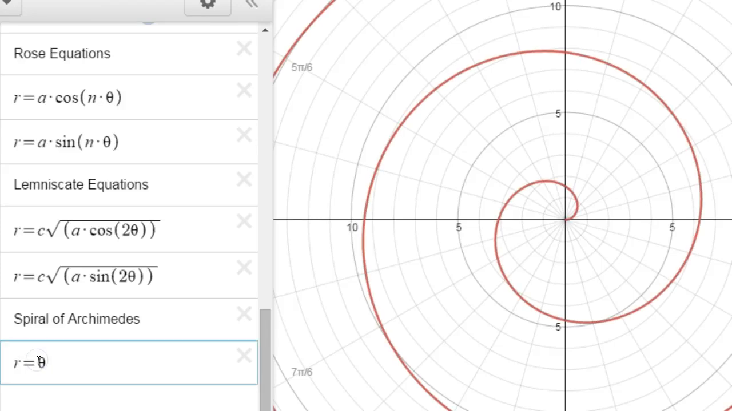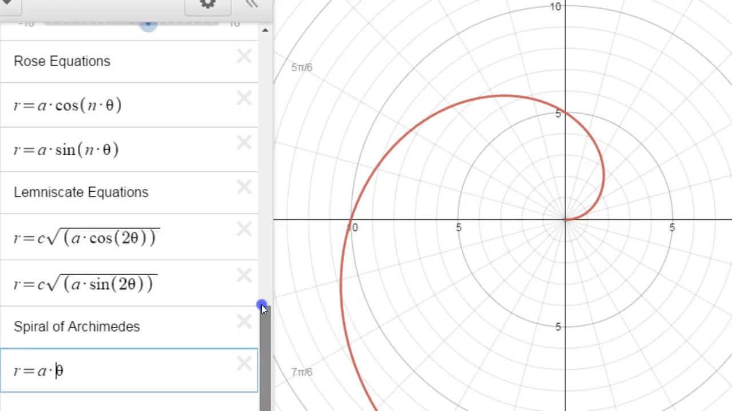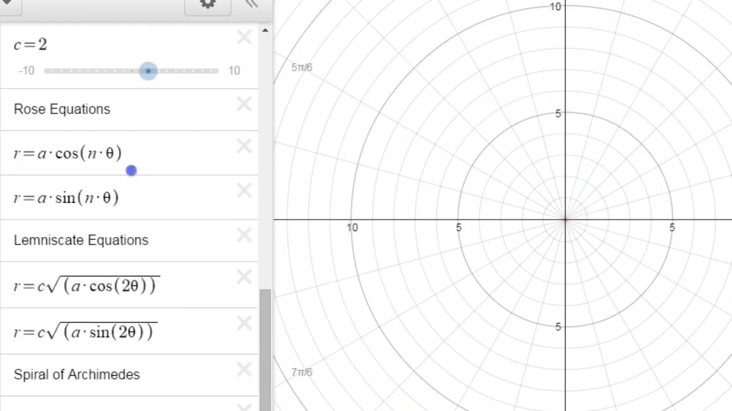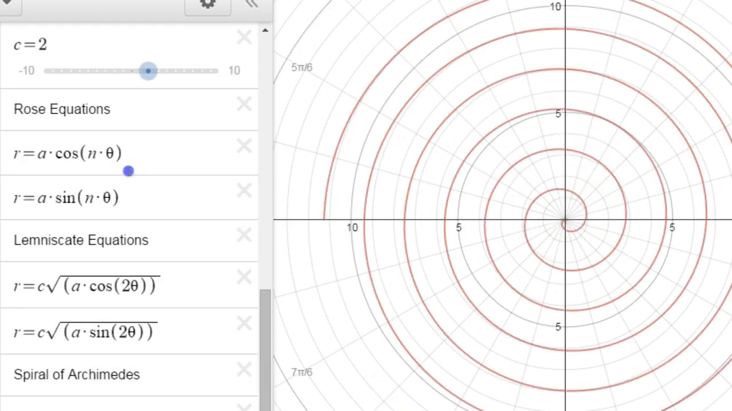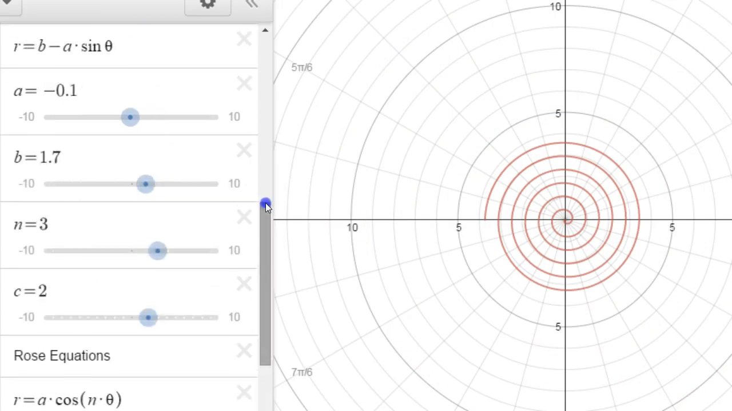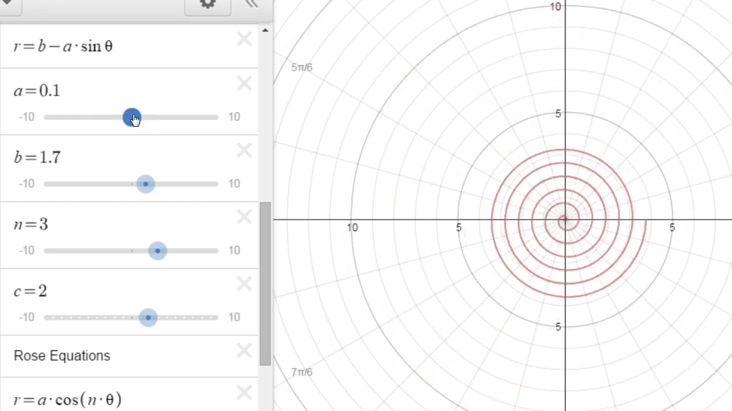And then good old spiral of Archimedes. And let's put an A in there, so A times theta. If I change A, I can change the size of it, so it looks really kind of cool. I could get down to a really small number, like 0.1. Okay, the smaller A is, the more it's going to go. Now technically this should go on forever, but this one's just stopping it right here.